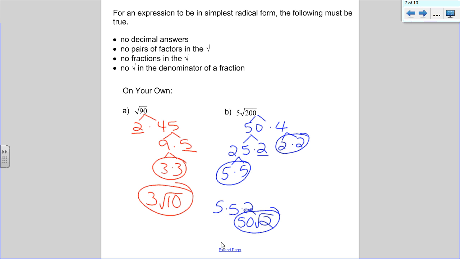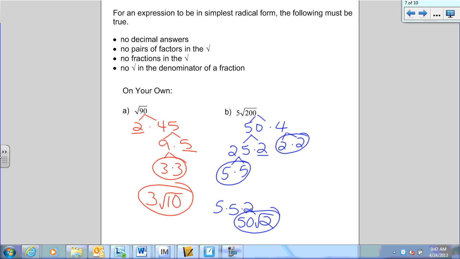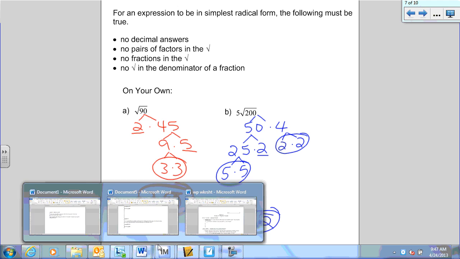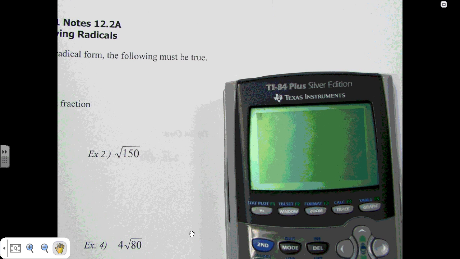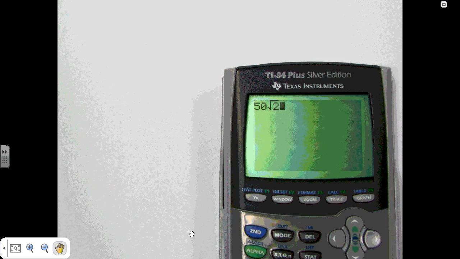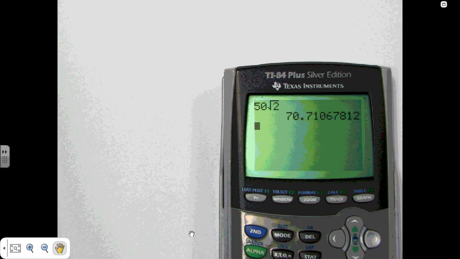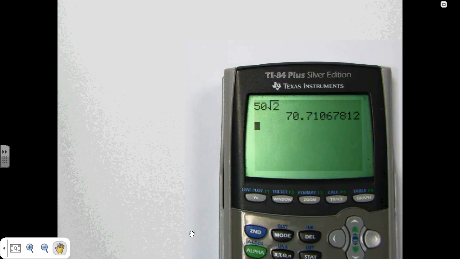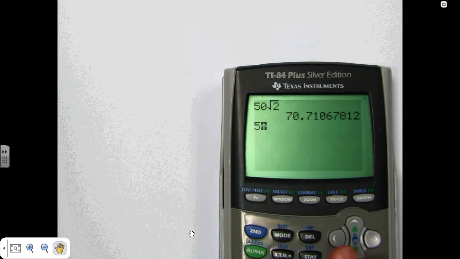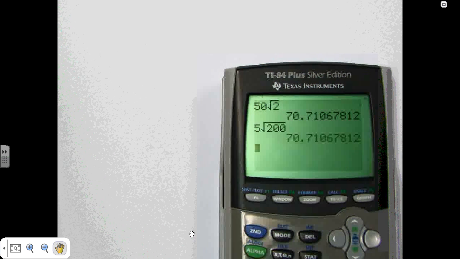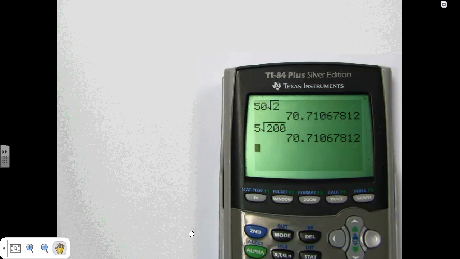Well, I guess the only thing I would say is we check it if we don't agree. So I'm going to go to my calculator. I'm going to check 50 square roots of 2. Let's see if Owen's right. 70.7106. The original problem was 5 square root of 200. Oh, I agree. Owen's perfect.